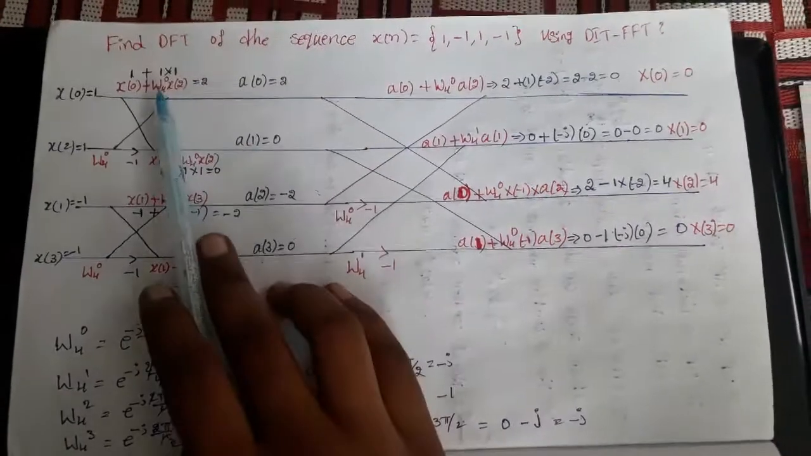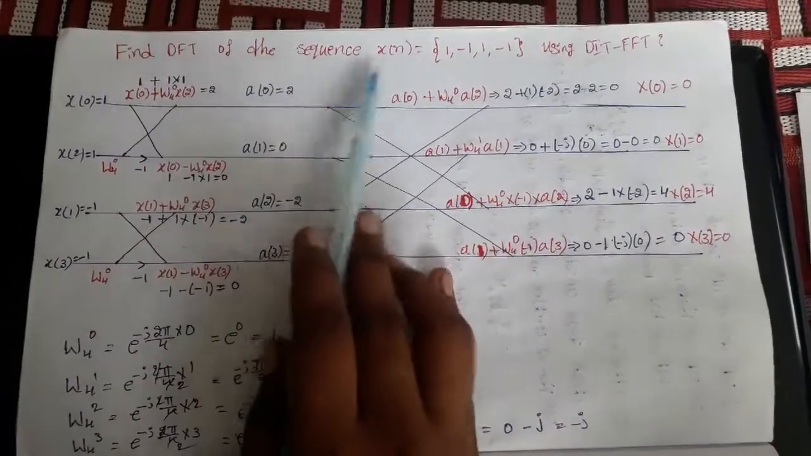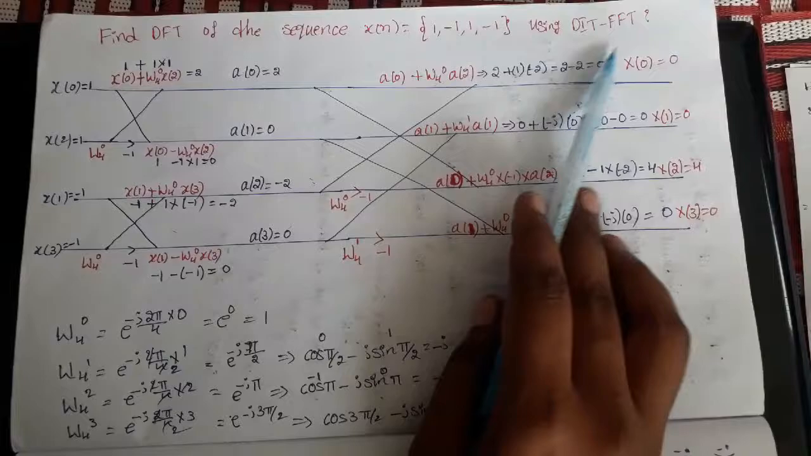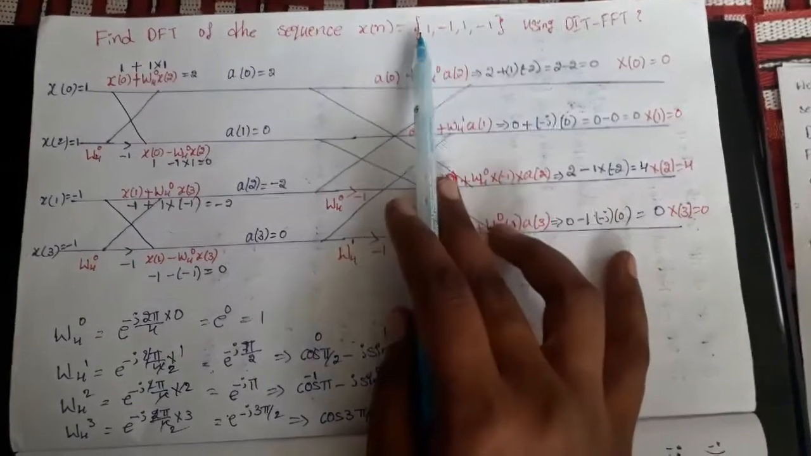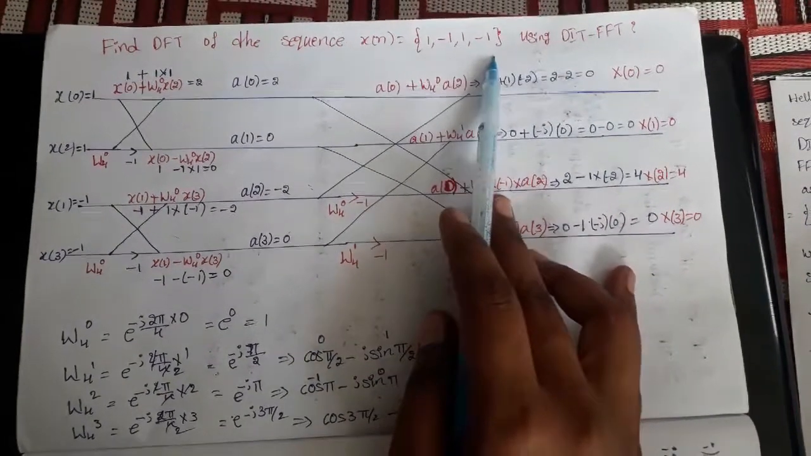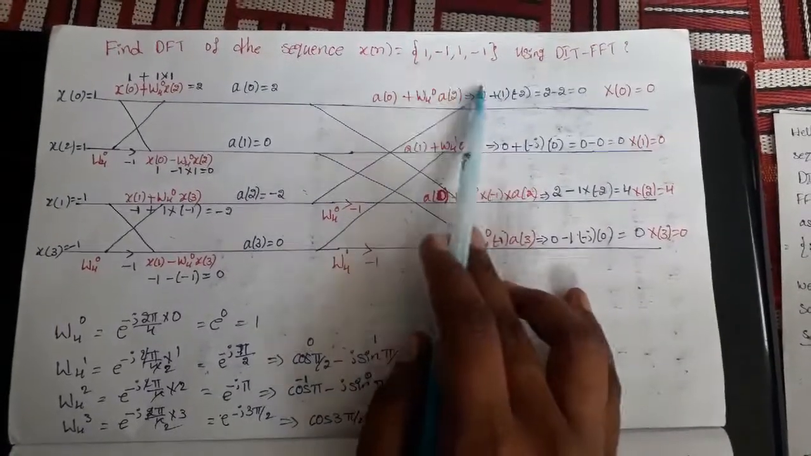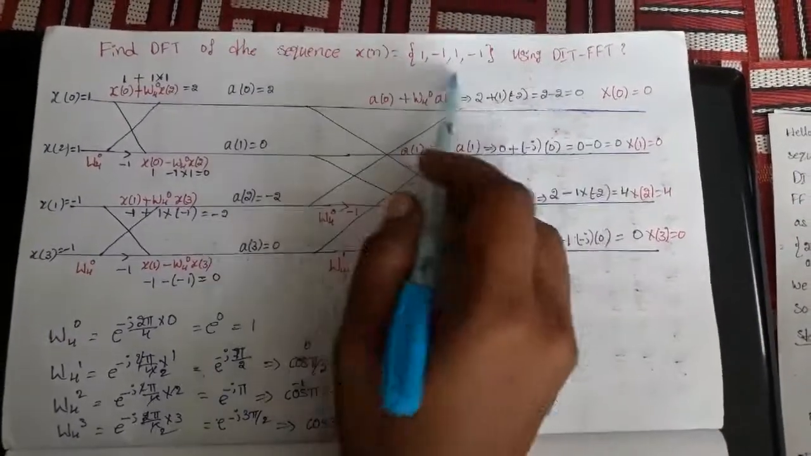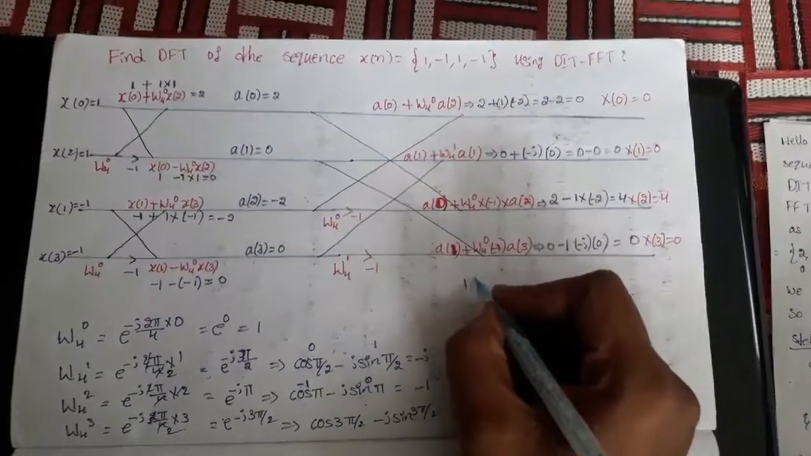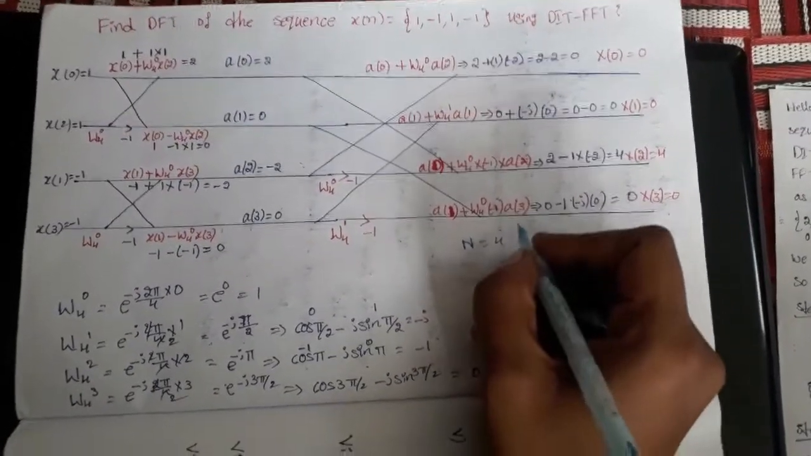Hello everyone. Today we will find the DFT of the sequence x of n using the DIT FFT method. Here the number of input samples is 4. So we can solve it step by step. Here the total number of samples is 4, so capital N equals 4.